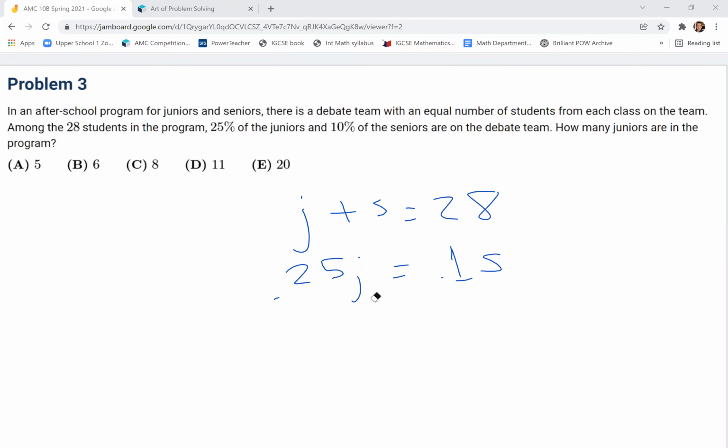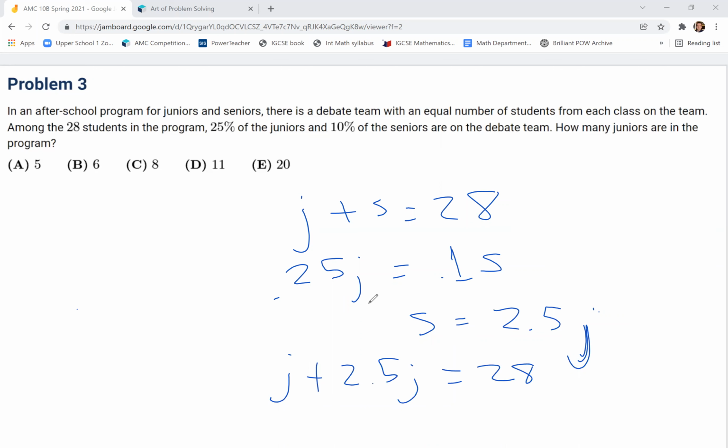Because I was confused because I was saying on the debate. So there's an equal number of juniors and seniors on the team. So how could we solve this? Well, we could do a substitution, right? So we can say S equals 0.25 divided by 0.1j, but dividing by 0.1 is really multiplying by 10. So S is 2.5j, right? So then we can substitute that into the equation and say j plus 2.5j is 28.